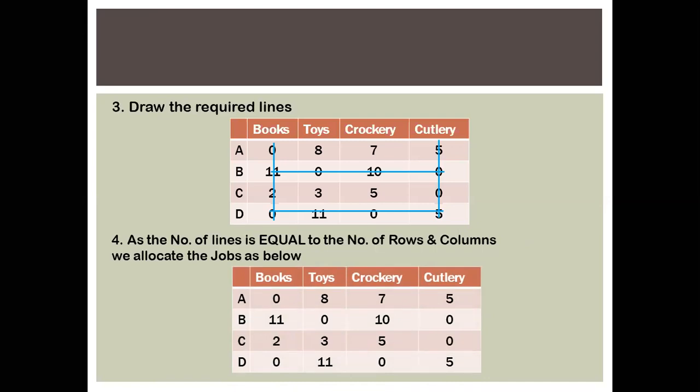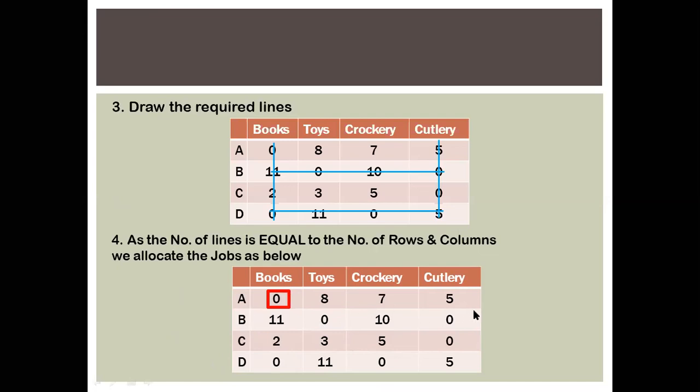So as you can see, in row A, I have got one zero. In row B, you have two zeros. In row C, you have one zero. In row D, you have two zeros. Now how to start the allocation? I will start the allocation with the rows having 1 zero. So the first allocation I will give will be to row A, because it has got only 1 zero in its row.